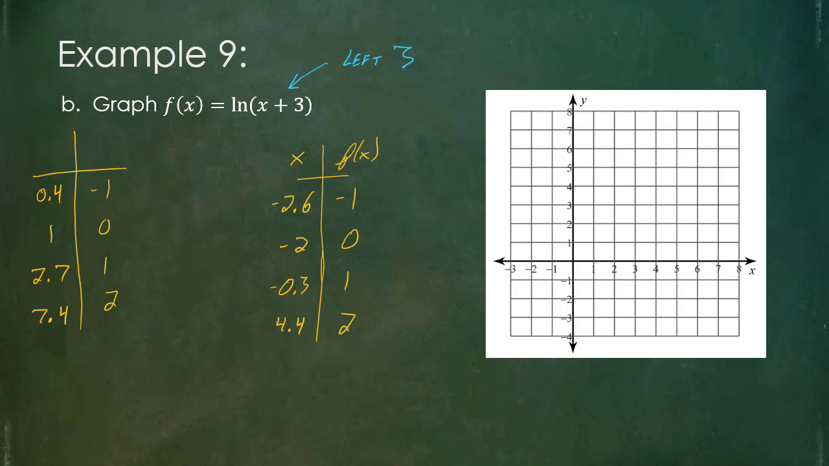And our vertical asymptote that happened to be at x equals 0, now, because I've shifted to the left, should be at x equals -3. So I would first think to get that on my grid so I know what line I can't cross. And now let's go ahead and plot some points. So -2.6 comma -1 would be right about there. -2, 0 would be here.